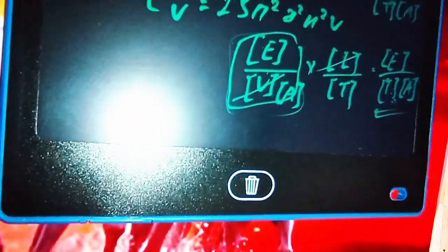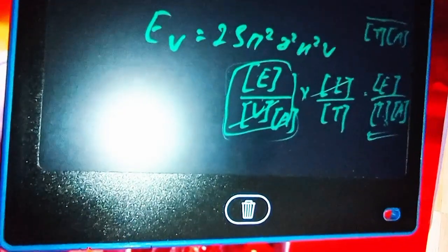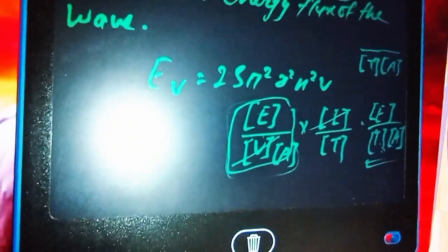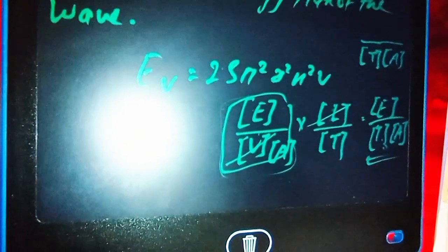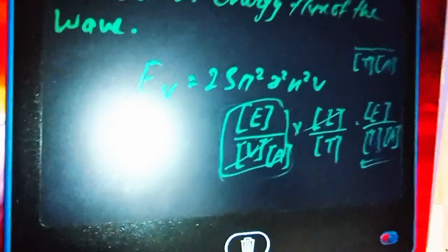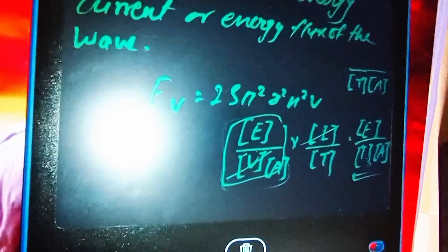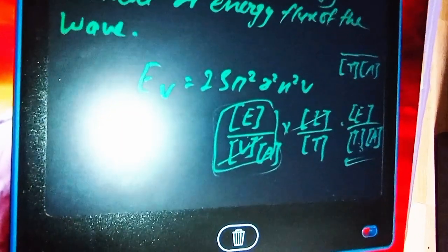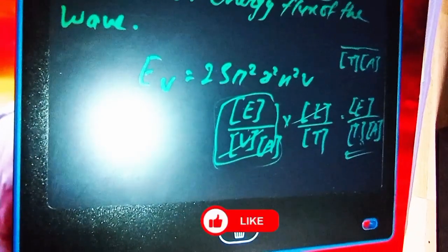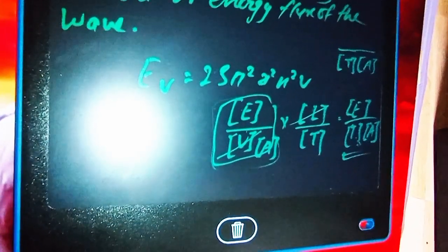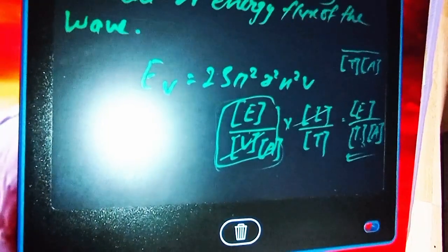I hope you understood that, and I'm sorry that my English is a little poor, but I hope you got it, and you will get it when you actually write it in your copy. So please write it 2-3 times, and then you can clearly understand this topic. This is a very easy topic. Okay, thank you.